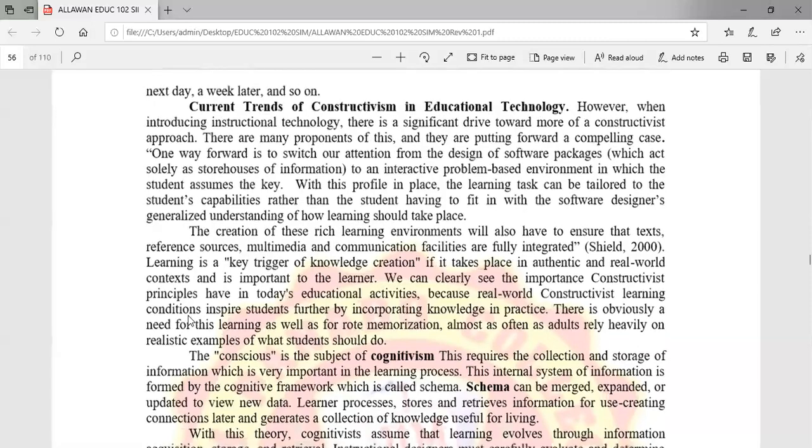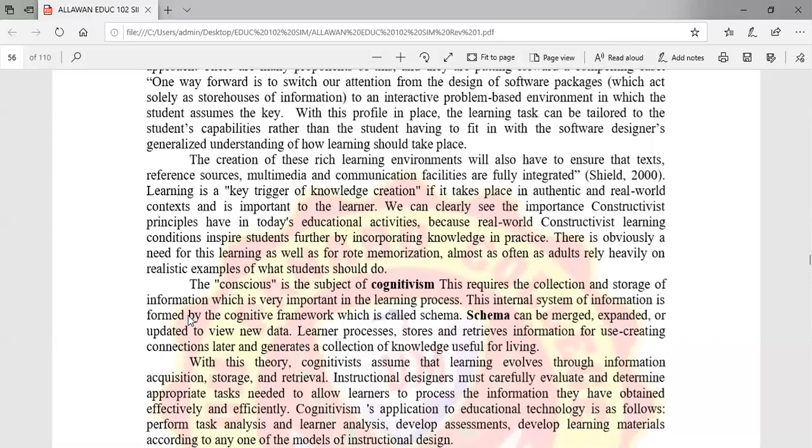Okay, we also have here the subject of cognitivism, where the conscious mind functions. This requires the collection and storage of information, which is very important in the learning process. This internal system of information is formed by the cognitive framework called the schema. This schema can be expanded or updated in view of new data. So the learner processes, stores, and retrieves information for use in creating connections later, and generates a collection of knowledge useful for living.